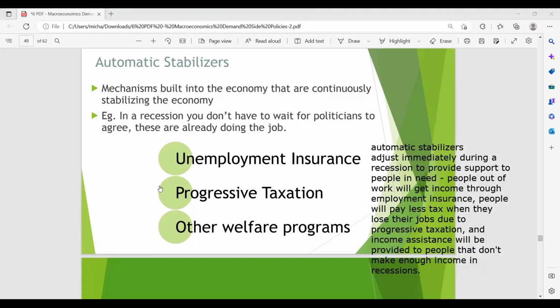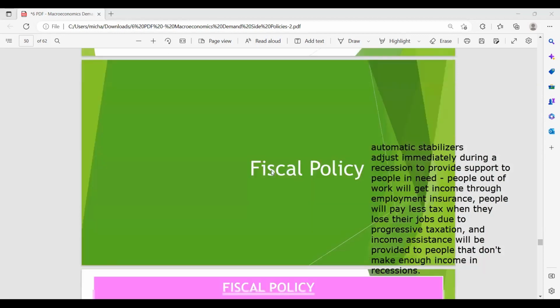So that's the benefit of government programs. They call them safety nets. These automatic stabilizers are also called safety nets. Yeah, because they keep people okay.